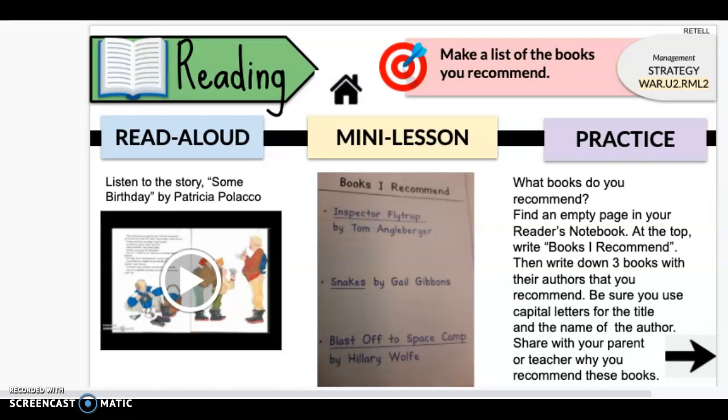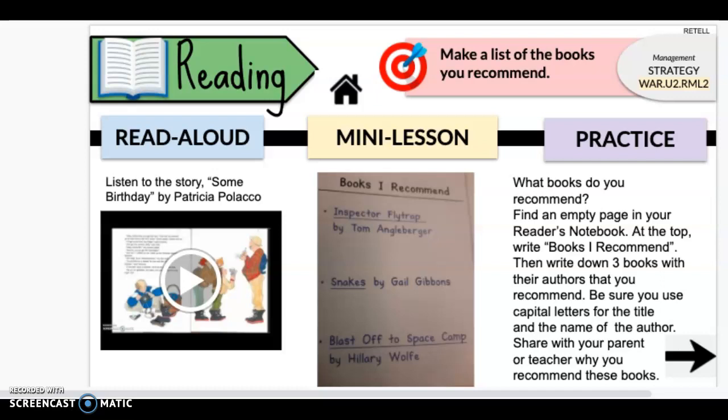Look at the poster in the middle. What do you notice about how I wrote each book on my list? What information did I write about each book? I wrote the title and the author of each book. Notice how I use capital letters to begin the first, last, and important words in the title and for the author's name, and that I underline the book title. What books would you recommend?